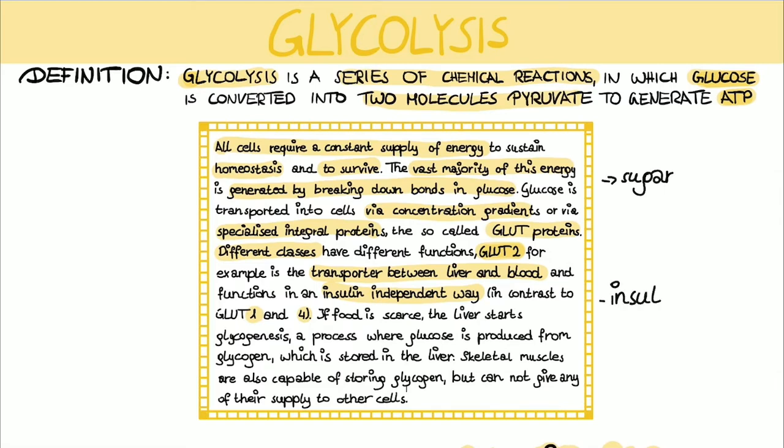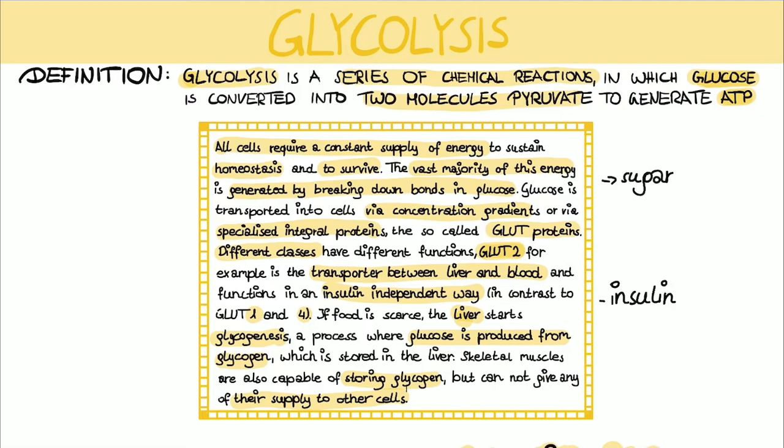The liver has a special feature, which is glycogenolysis, which is a process where glucose is produced from glycogen. And this glycogen is stored within the liver. It can be up to 1 kilogram. Skeletal muscles also have the ability to store glycogen, but they are not capable of giving something of their supply away.